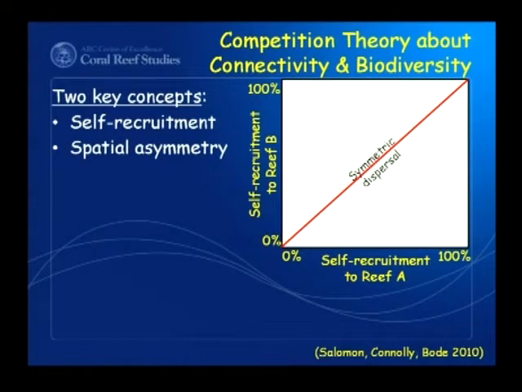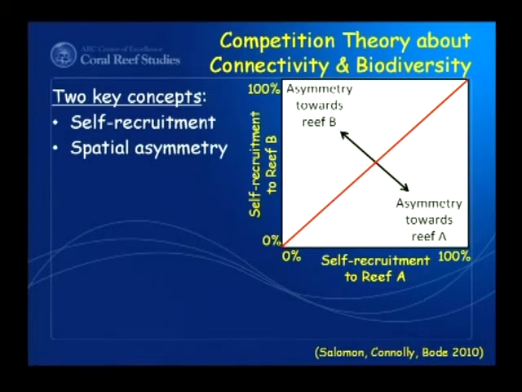So any point along this red diagonal here is what I would call symmetric dispersal. That is, the degree of self-recruitment to patch A and the degree of self-recruitment to patch B are the same. Self-recruitment might be low, might be high, but it's the same for both patches.